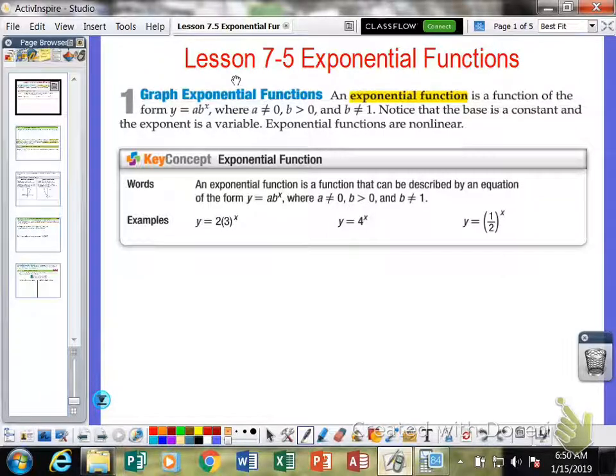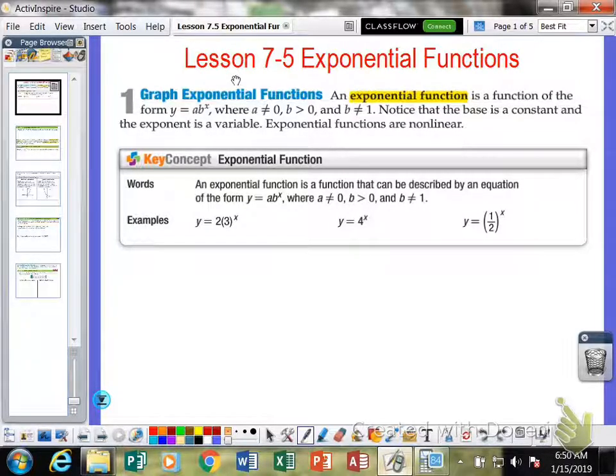So greater than 0 and not equal to 1, but it can be like a half, it can be 3/4, it just can't be equal to 1. Notice that the base is a constant and the exponent is a variable. Exponential functions are non-linear.